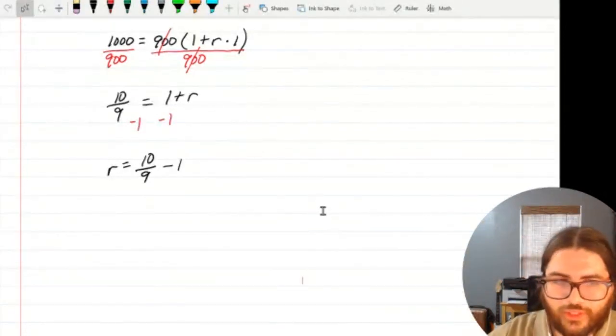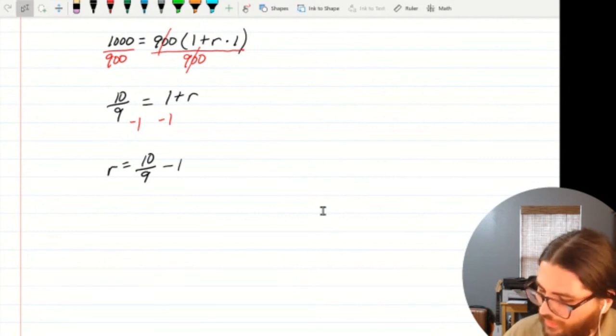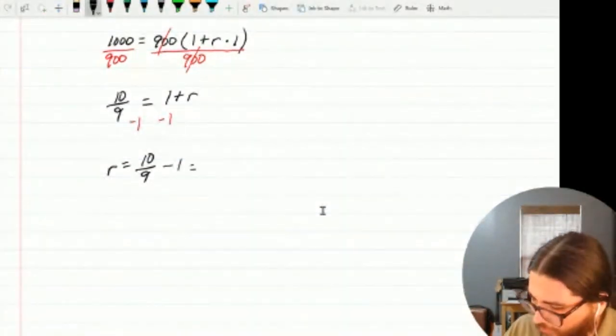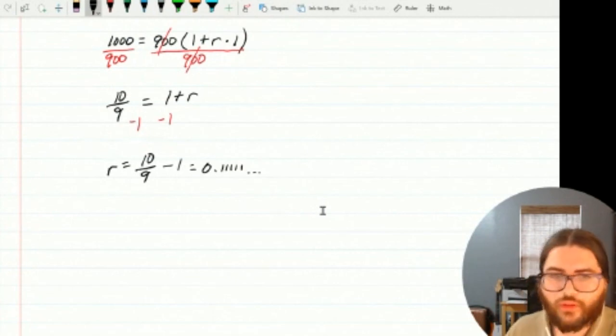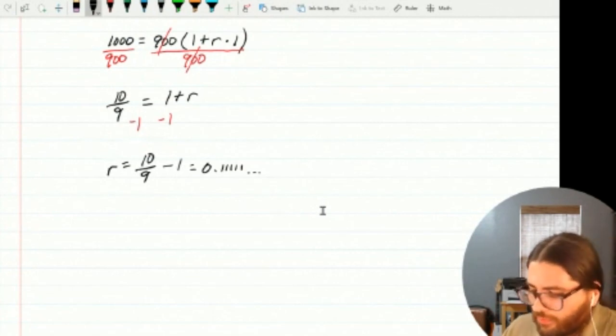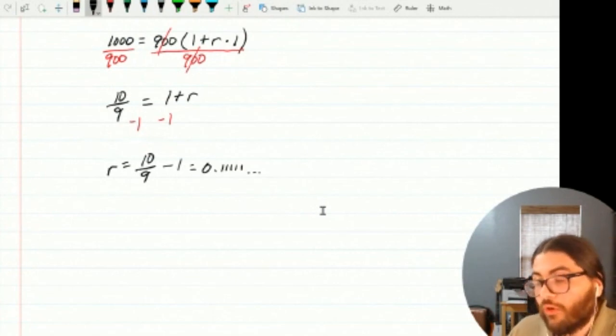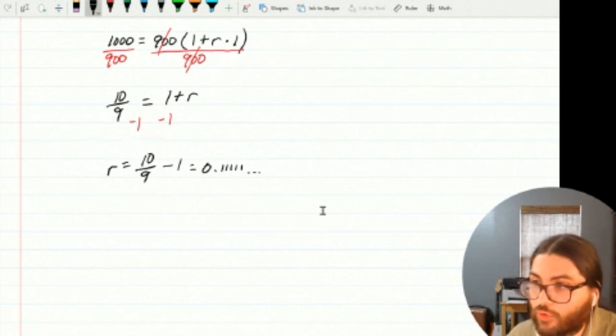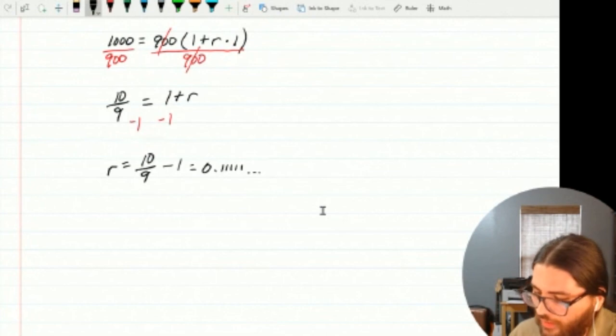Nope. 10 over 9 minus 1. Now that gives me a decimal, 0.11111 repeating. When it comes to percentages, right, we know to change that back into a percentage, I take this decimal place and I move the decimal place twice.